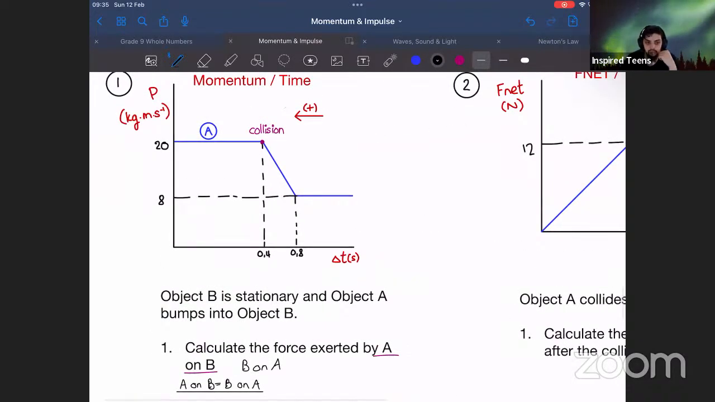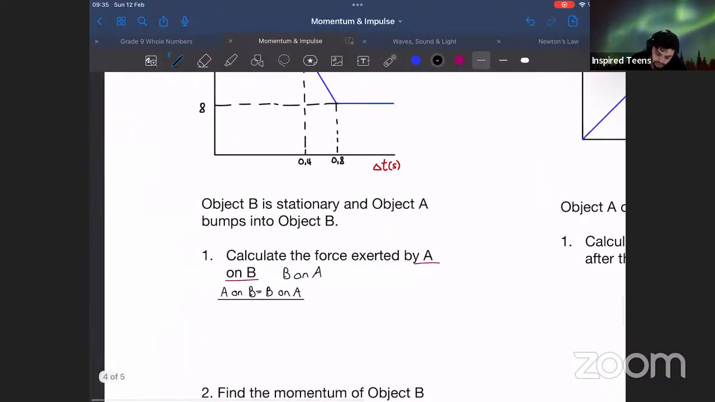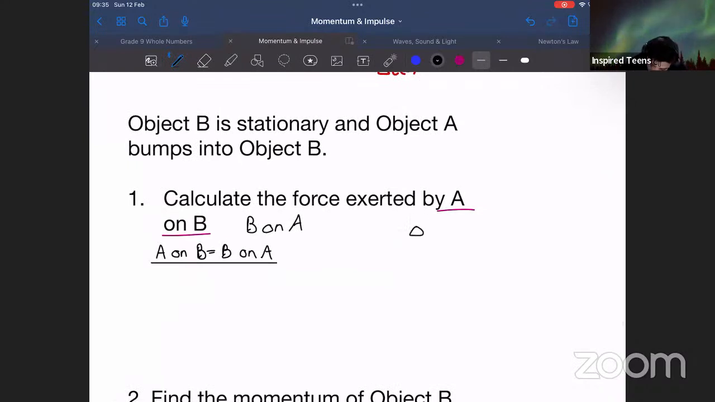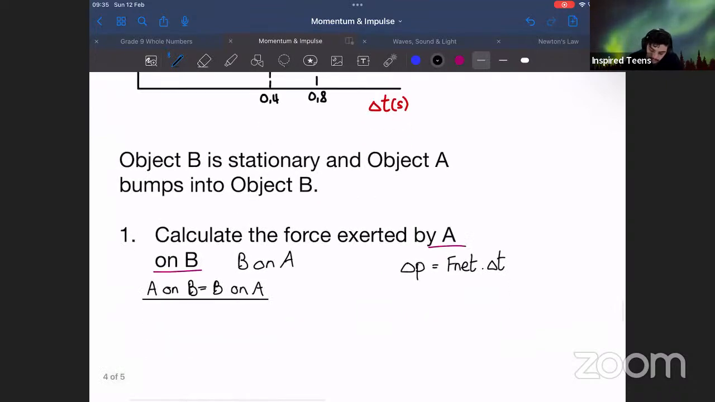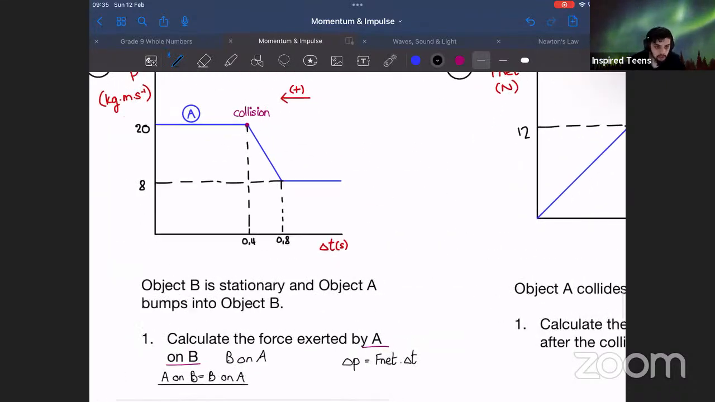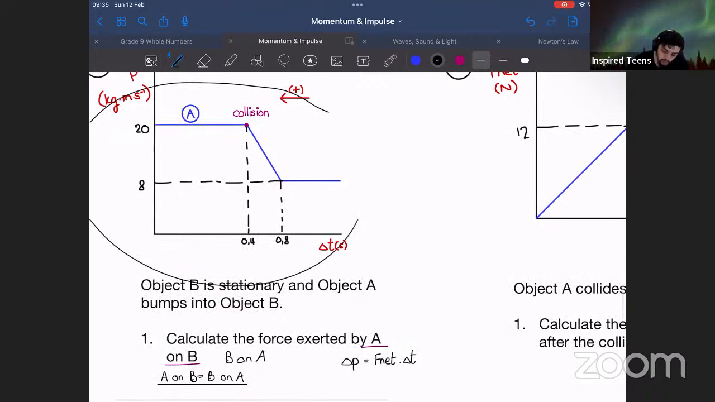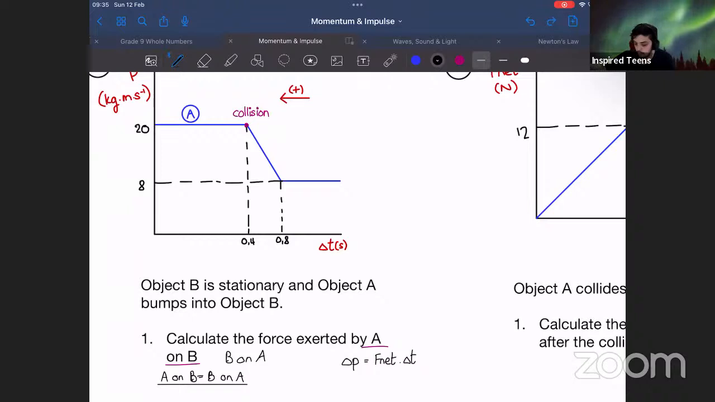Okay, cool. So now they want us to calculate the force exerted on A by B. So we need to use force firstly. Force comes from delta P is equal to F net times delta T. Now, delta T we know, okay, remember, impulse we use for collision. So we need to know how long is the collision. Can someone tell me in the chat, how long is the collision? What delta T do we use in this calculation?